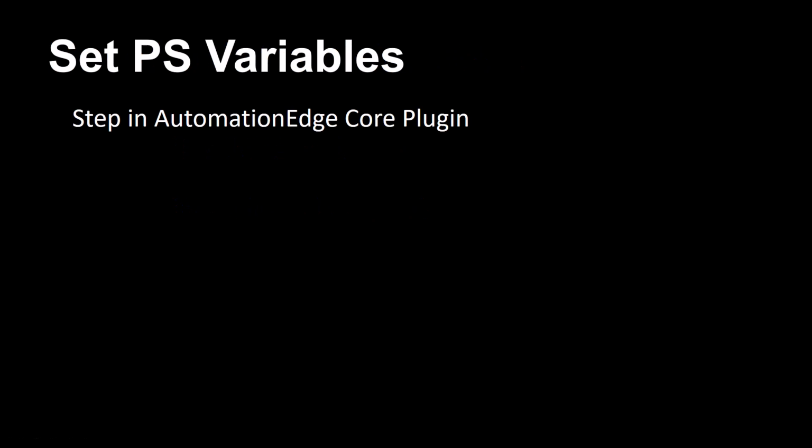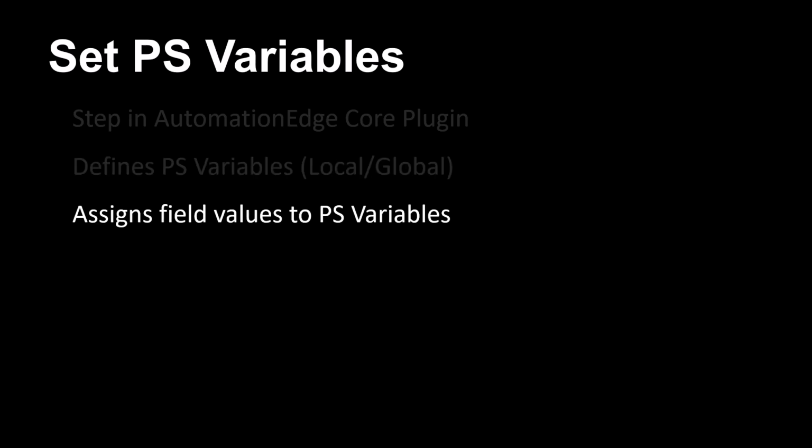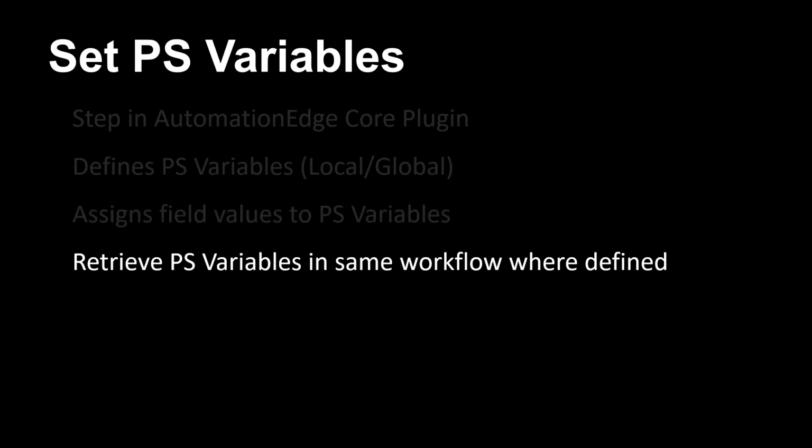The Set PS Variables step is a step in the AutomationEdge core plugin in Process Studio. The Set PS Variables defines or sets Process Studio variables with global or local scope as specified. The Set PS Variables step assigns field values to the Process Studio variables. You can use local or global Process Studio variables in the same workflow where it is defined using the Get PS Variable step, or directly calling the Process Studio variables in braces with a $ sigil appended before it.